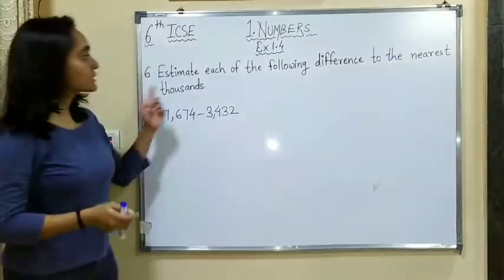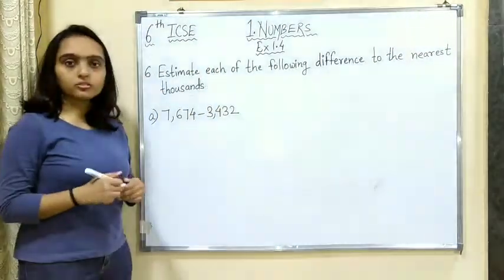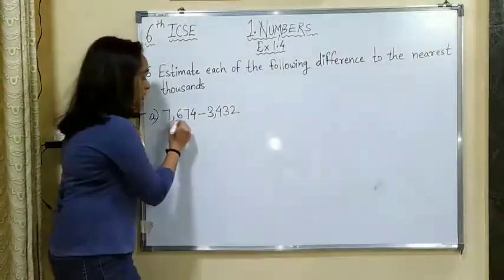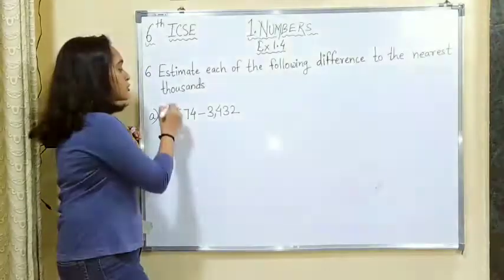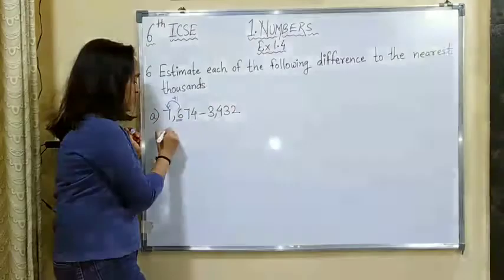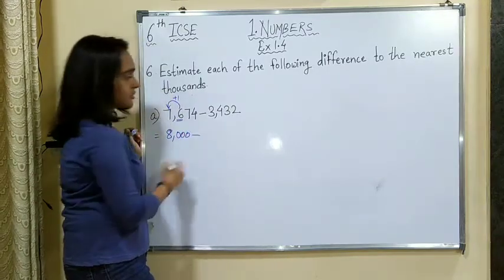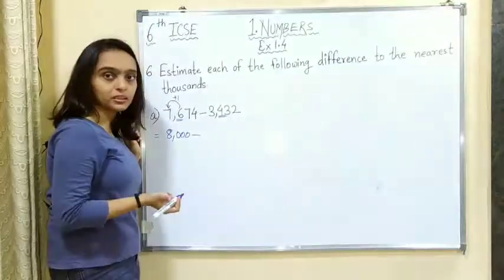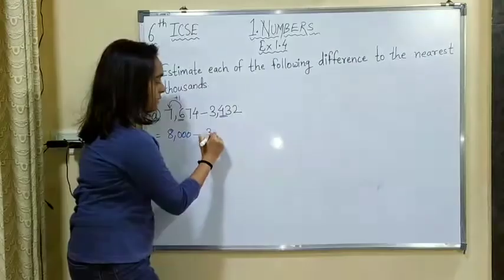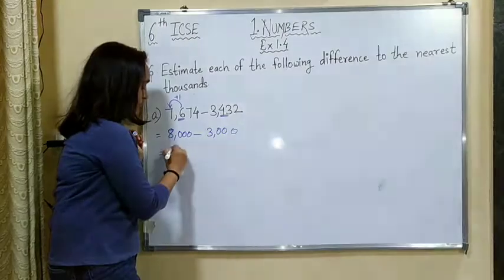That's it. Estimate each of the following differences to the nearest thousands place. So here we will first examine the digit at the hundreds place. So here the number at the hundreds place is 6. It is greater than 5. So we will add 1 and replace all the digits by 0. So 7 plus 1 will give you 8, and then 0. That is your 8000. Minus, here 4 is there. So we won't add any number to thousands place. So we'll just replace the numbers by 0. So it will be 3000. So now 8000 minus 3000 is 5000.